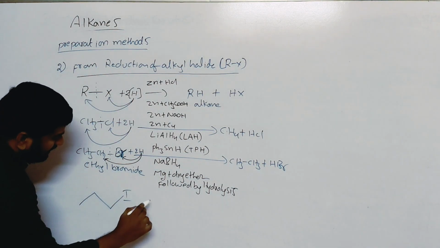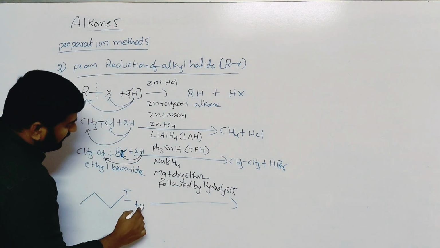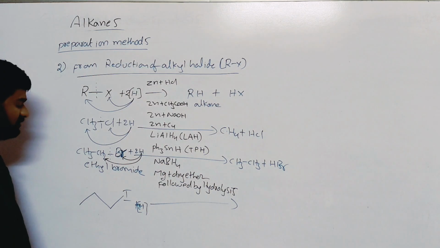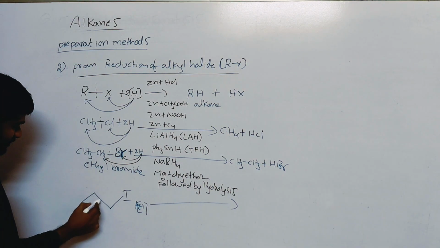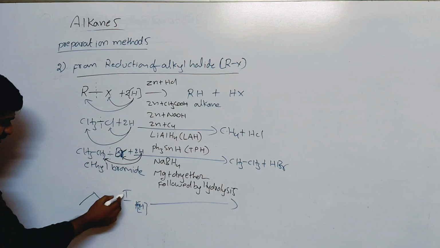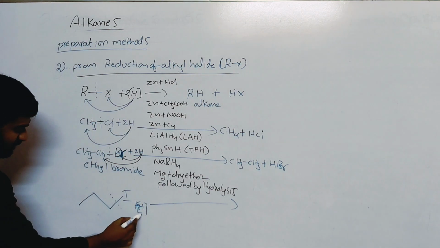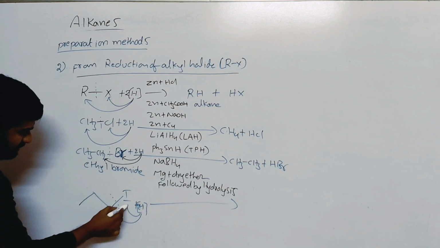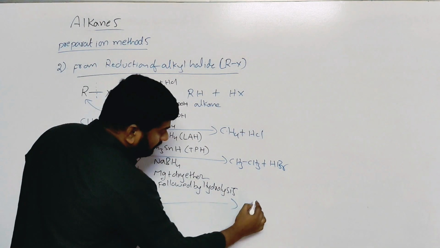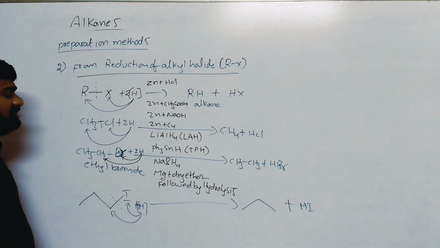Similarly, if you take a bond line structure for suppose, here iodide, alkyl iodide. Here also if you add two hydrogens, what is happening? Here it has 3 carbons only. 1, 2, 3. This carbon is attached to the iodine. So this bond you have to break, which means this hydrogen here and this hydrogen here you have to add. This is propyl iodide. Now you will get propane plus HI.